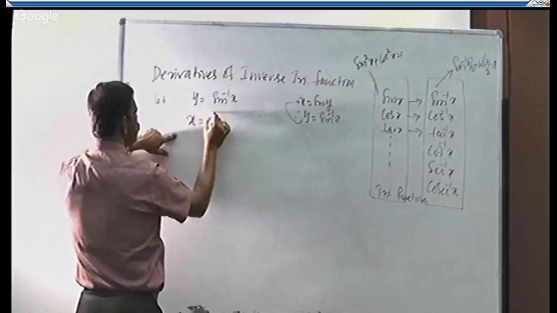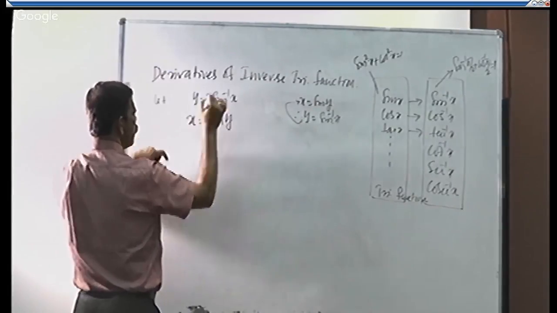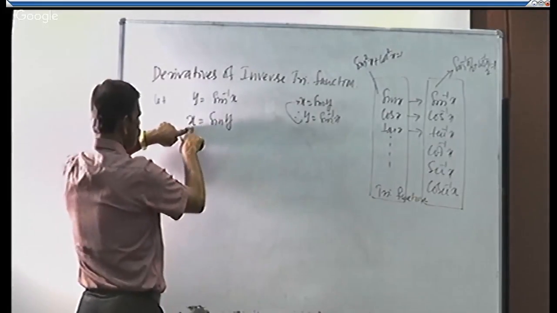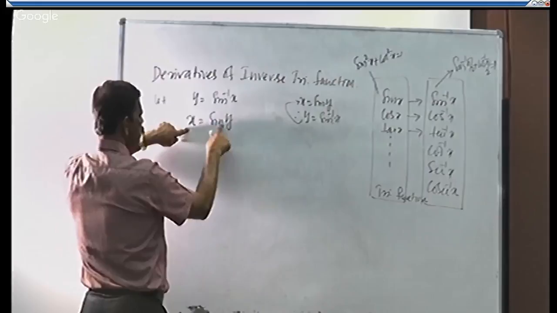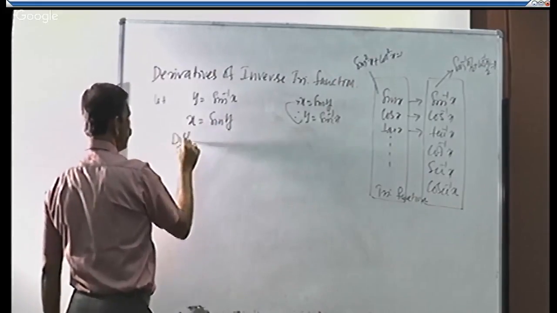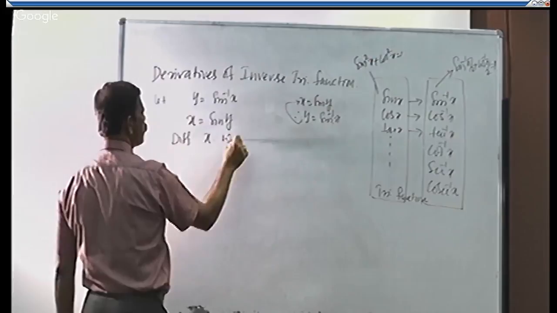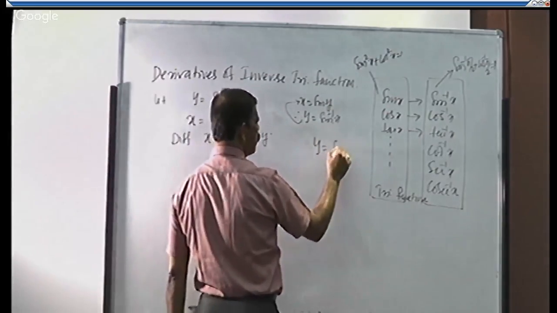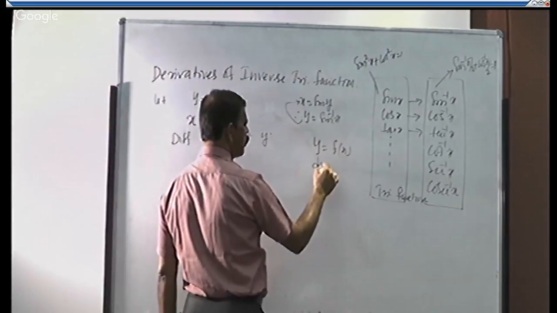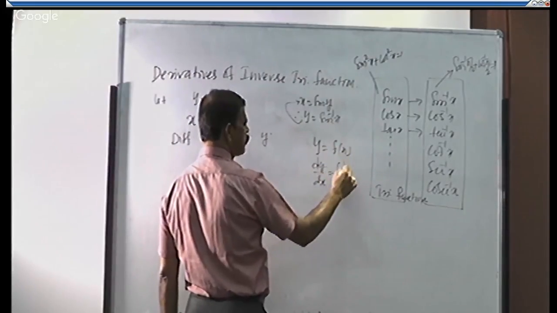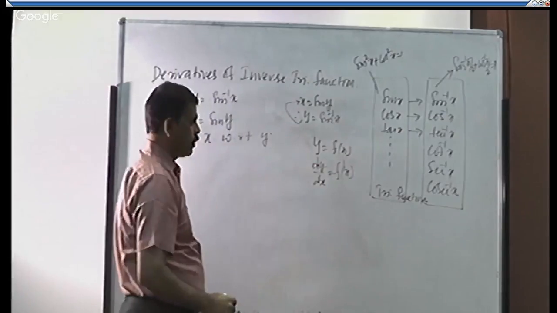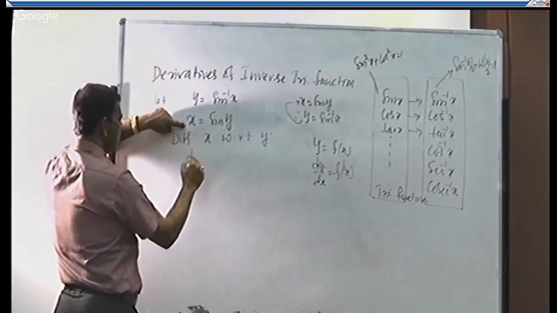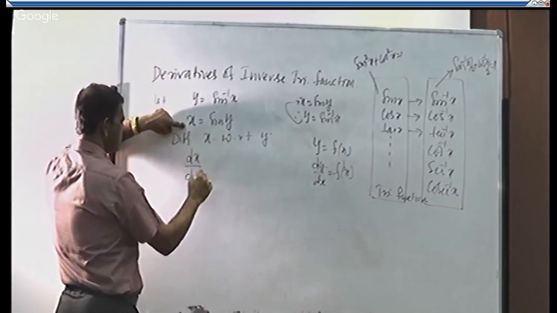X is equal to sin y. The function is in y. Differentiate x with respect to y. Suppose the function is in y, what do you get? We get dy by dx, correct? F dash x or some other function. In the same way, if I differentiate this with respect to y, I will get dx divided by dy, correct?